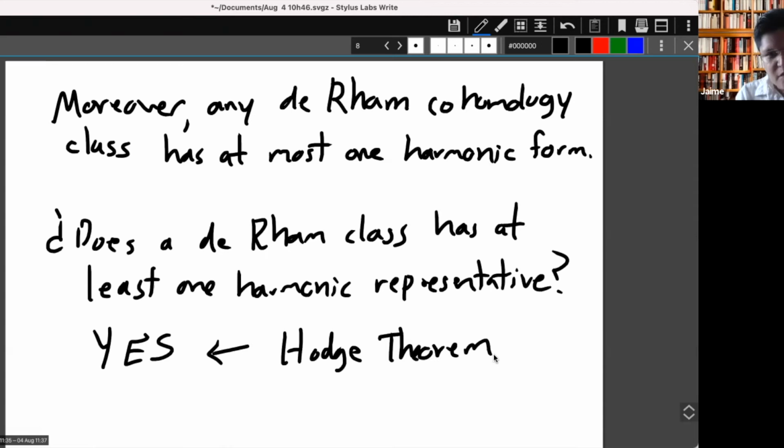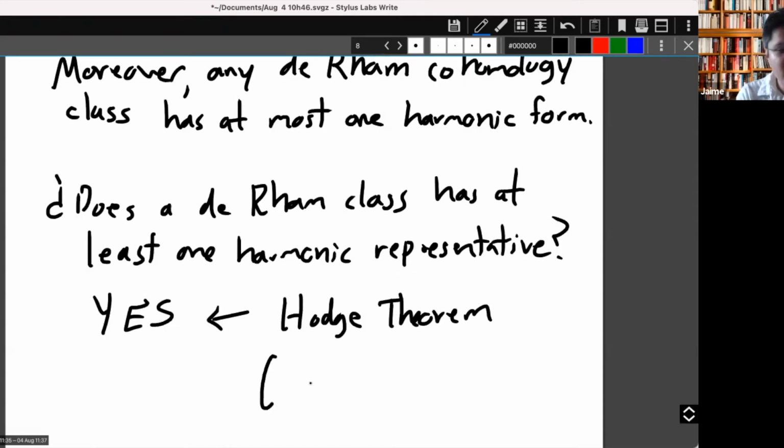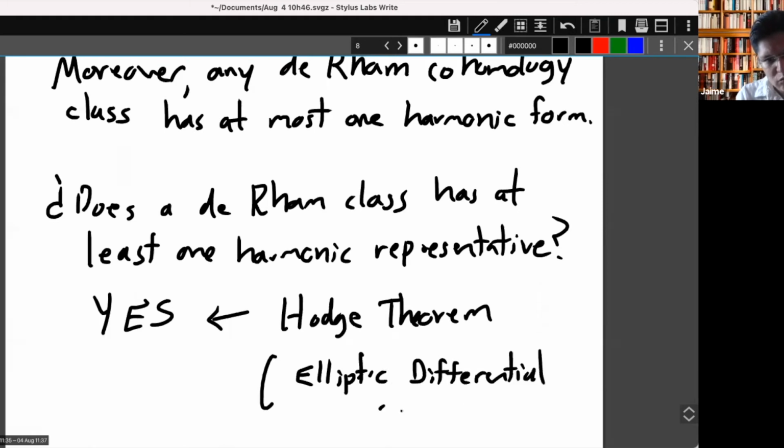And again, since a lot of people have asked, remember that the proof of the Hodge theory uses elliptic differential operators, right? So that's a quick summary of what we did in the first 2 days. So the de Rham cohomology can be identified with the space of harmonic forms.